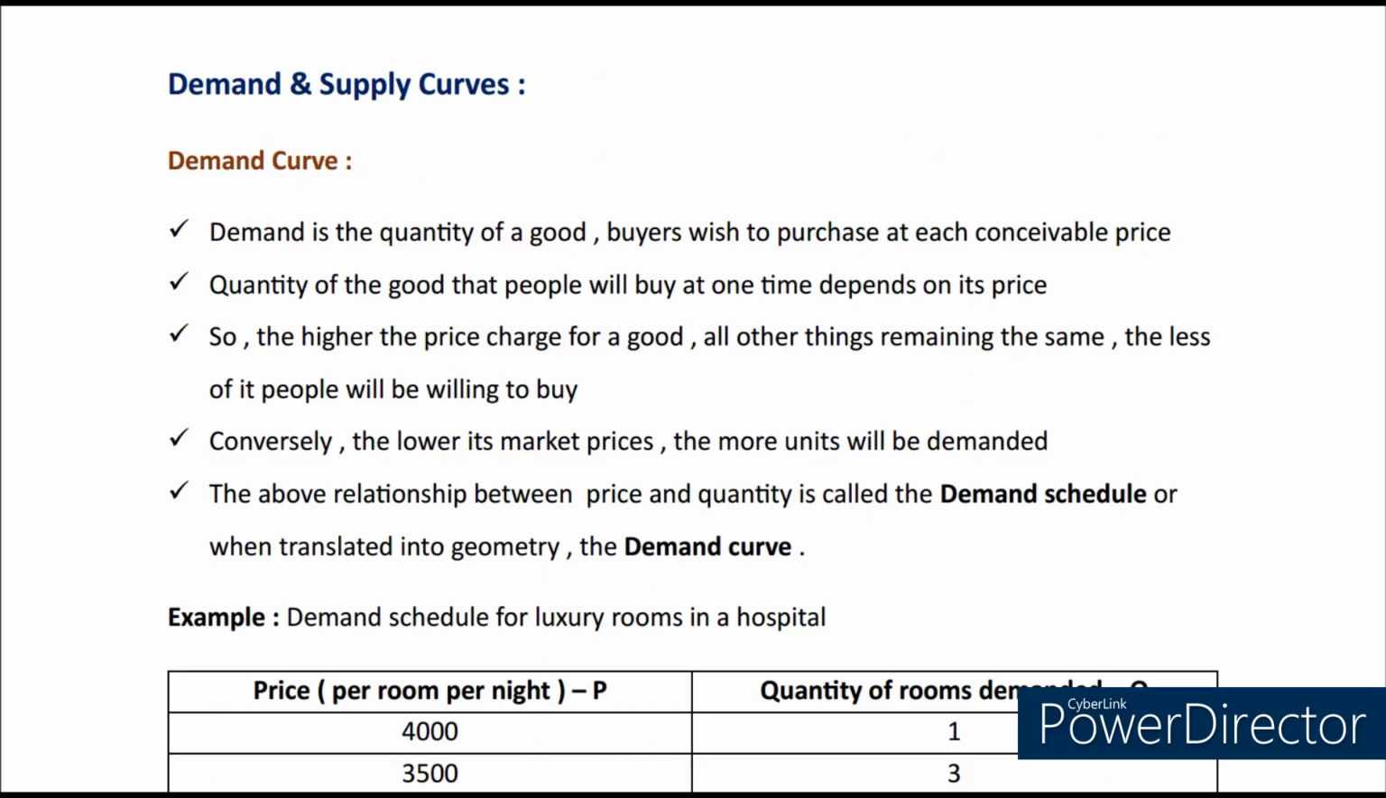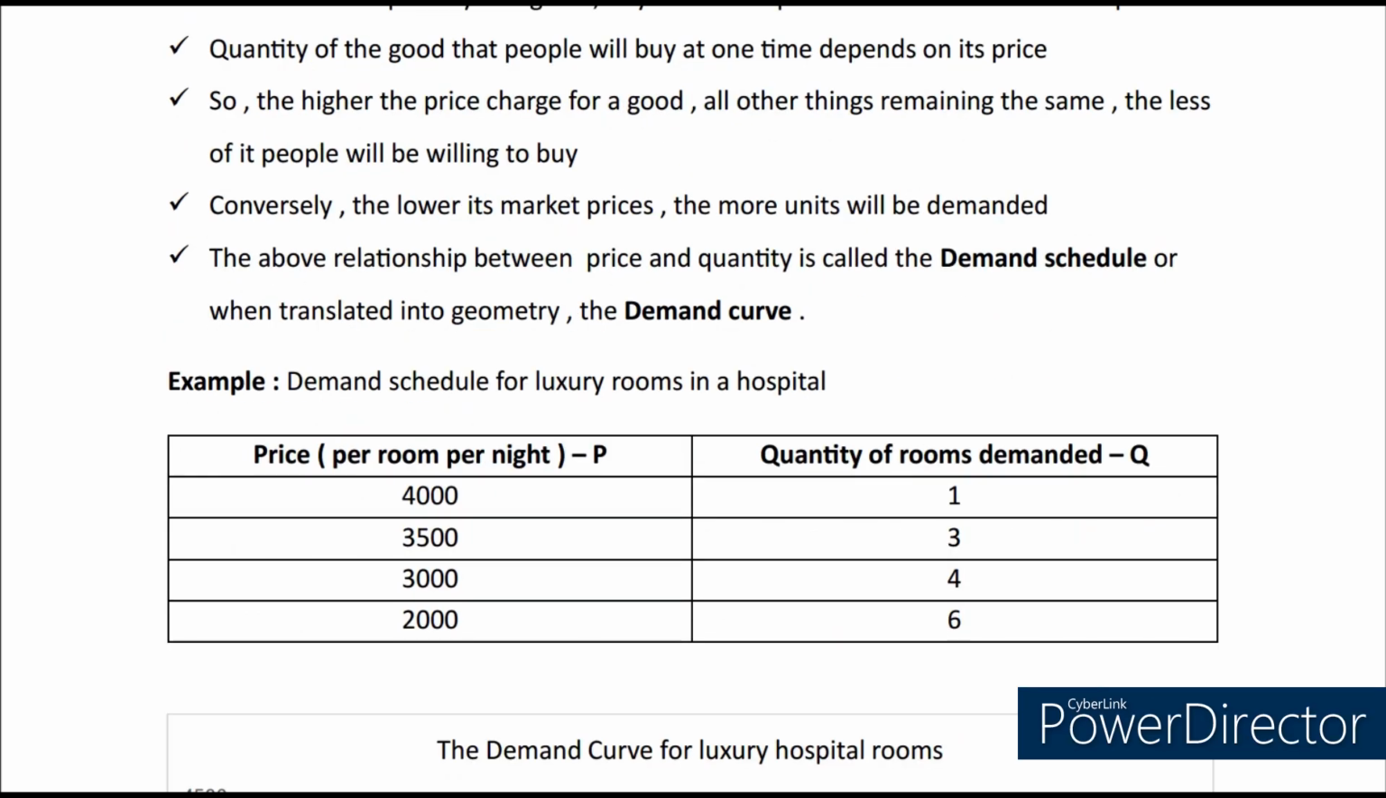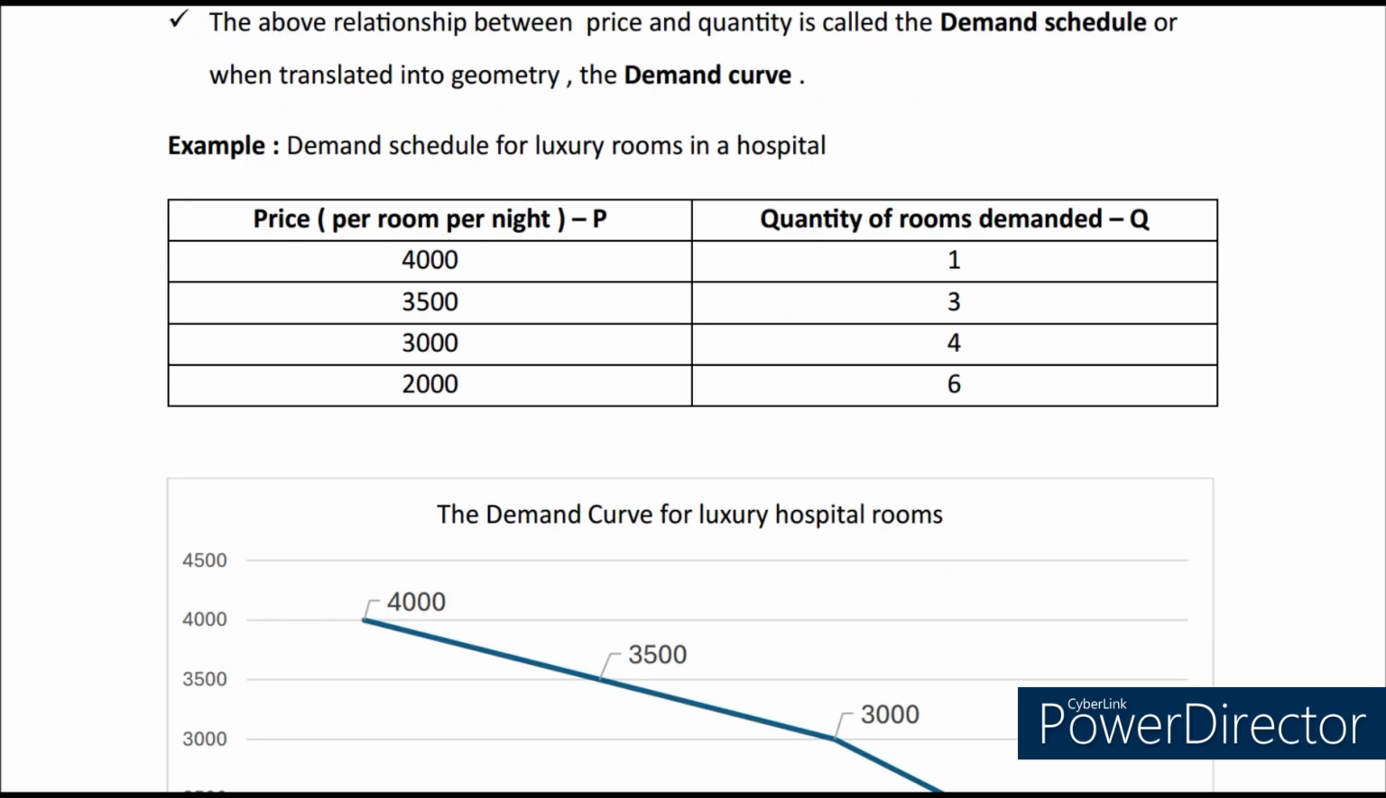So basically demand is the quantity of a good buyers wish to purchase at each conceivable price. It is clear, right? So this quantity of the good that people will buy depends on the price. So if the price is high, we will tend to buy it less, and if the price is low, more units will be demanded from the people. So this relationship between the price and quantity is called the demand schedule, or when translated mathematically, we call it the demand curve. So a simple example: the demand schedule for luxury rooms in a hospital.